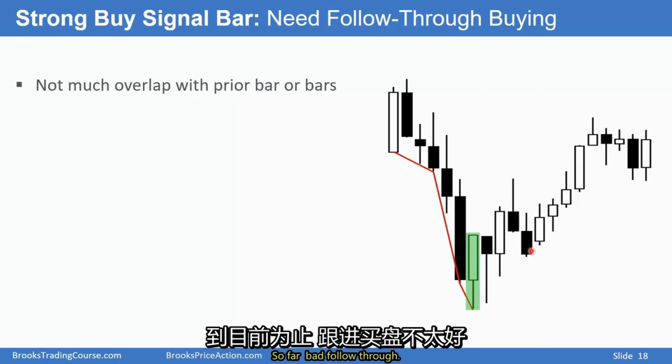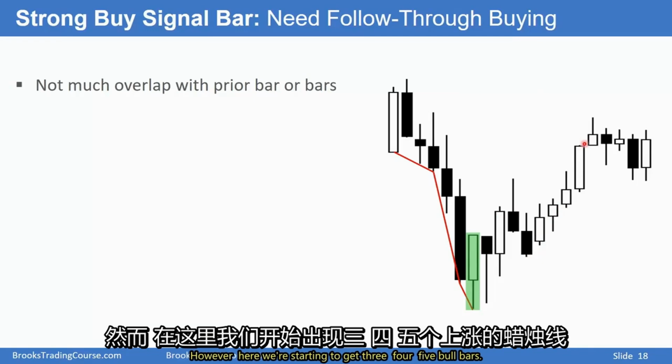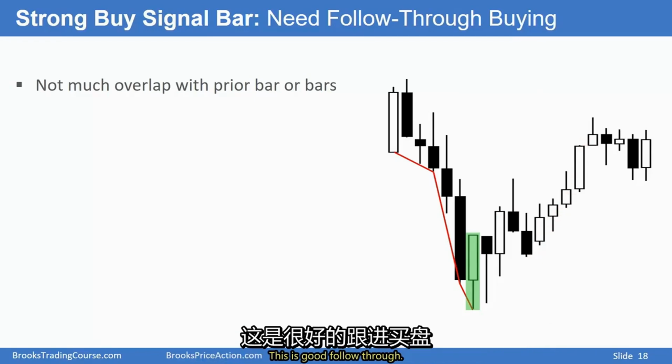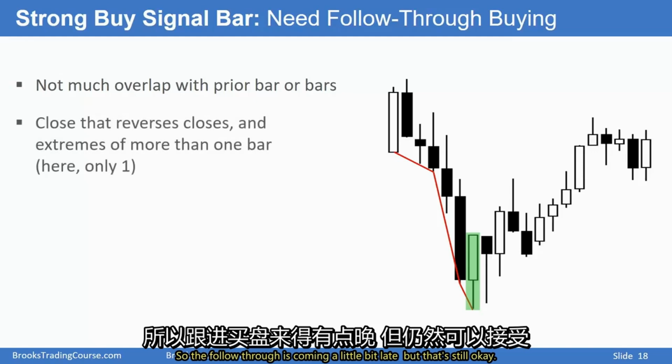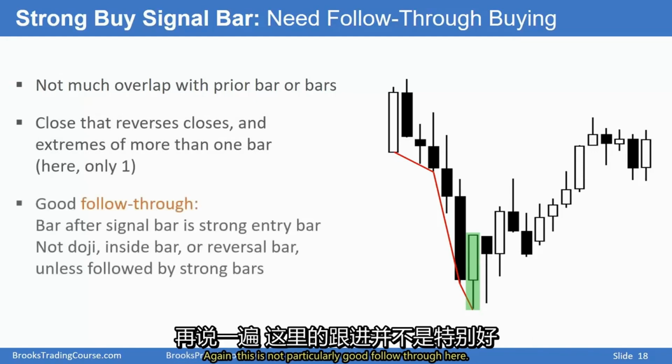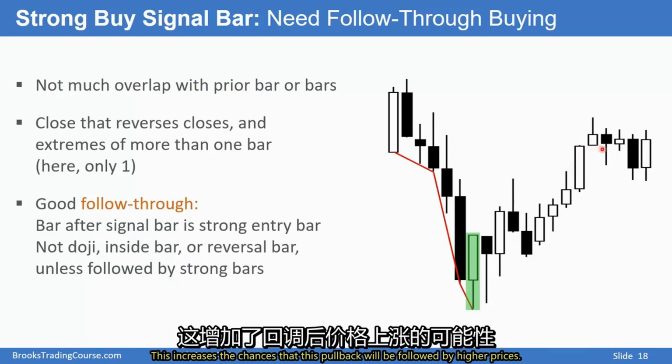So far, bad follow-through. You don't want to see that. However, here we're starting to get 3, 4, 5 bull bars. This is good follow-through. So the follow-through is coming a little bit late, but that's still okay. Again, this is not particularly good follow-through here. I mean, it's bad follow-through here, but we soon got very good follow-through. So this increases the chances that this pullback will be followed by higher prices.